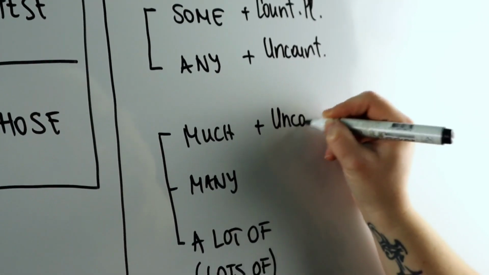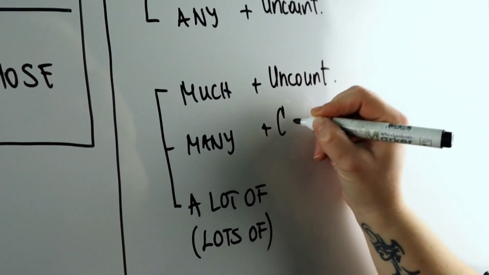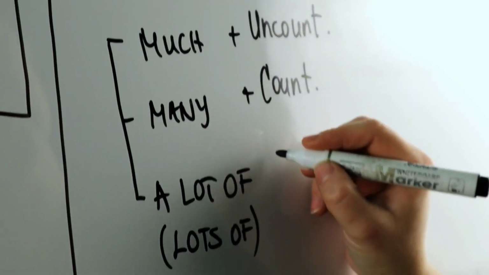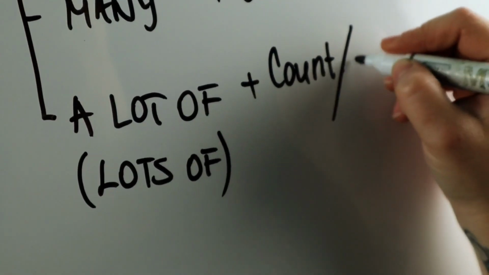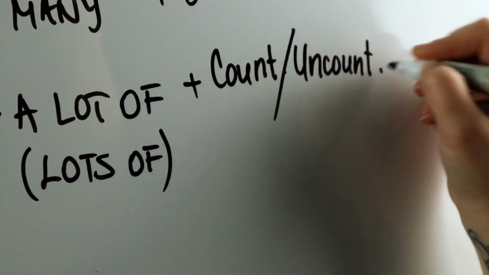Much is always used with uncountable nouns. Many is always used with countable nouns in plural. A lot of and lots of are used with both uncountable nouns and countable nouns. Now, what is the difference? And of course, all three, actually four, are used in positive, negative, and interrogative sentences in questions.